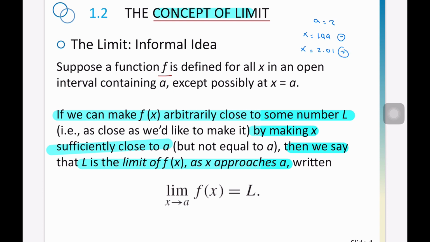So f of x should also be getting closer to f of a as we're getting closer to 2. This is the concept of limit. We can say that by making x sufficiently close to a, L, which is the value of this limit, is the limit of f of x as x is approaching a. We read that as the limit of f of x as x approaches a is equal to L.